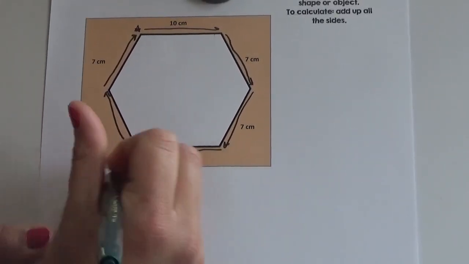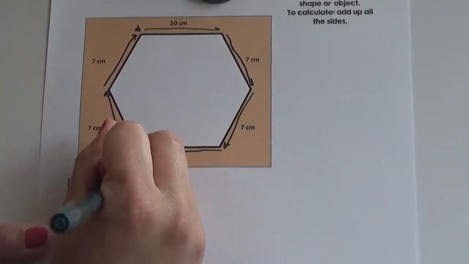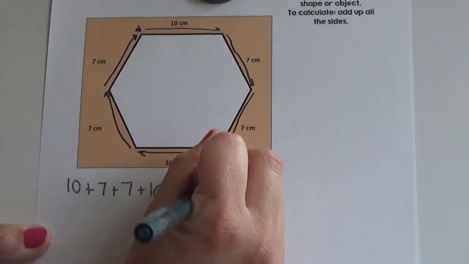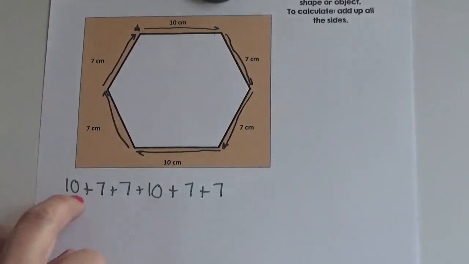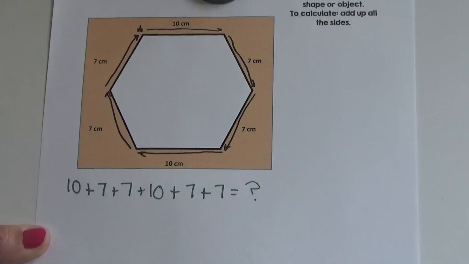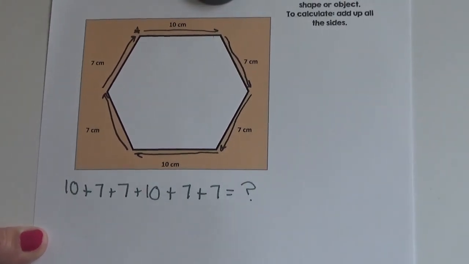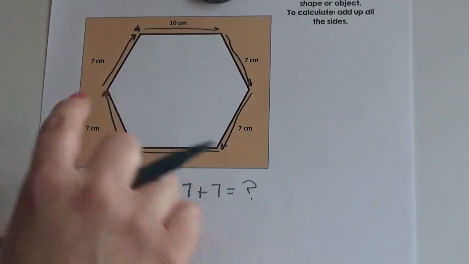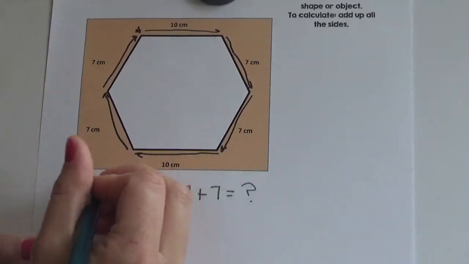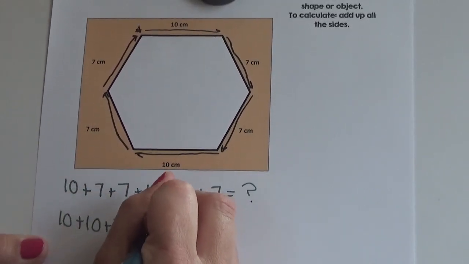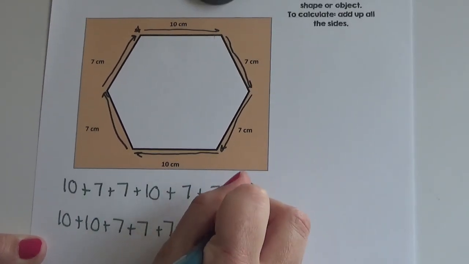So 10 centimeters plus 7 plus 7 plus 10 plus 7 plus 7, and that's it. 1, 2, 3, 4, 5, 6. It makes sense that I'm adding 6 numbers because a hexagon has 6 sides, and to figure out a perimeter, I need to add up all of the sides. So I have my 6 sides here. Now I'm going to rearrange this number sentence so that my largest numbers come first and then my smallest numbers follow. So I have 10 plus 10 plus 7 plus 7 plus 7 plus 7 equals something.